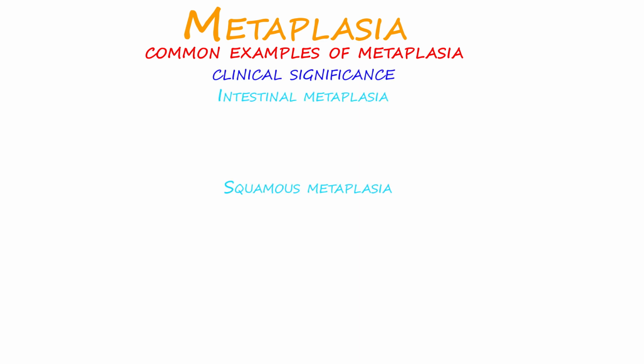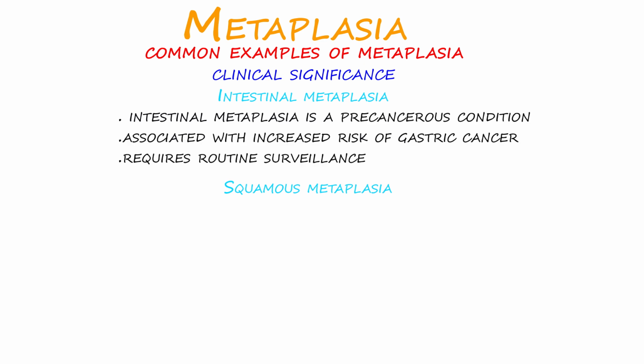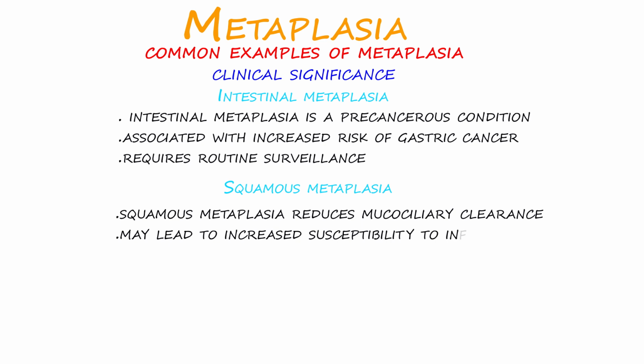Both types of metaplasia have important clinical implications. Intestinal metaplasia in the stomach is considered a precancerous condition associated with an increased risk of gastric cancer and requires regular surveillance. Squamous metaplasia in the respiratory tract reduces mucociliary clearance, increases susceptibility to infections, but may be reversible if the irritant is removed. Understanding these common examples of metaplasia helps clinicians recognize and manage these important cellular adaptations.